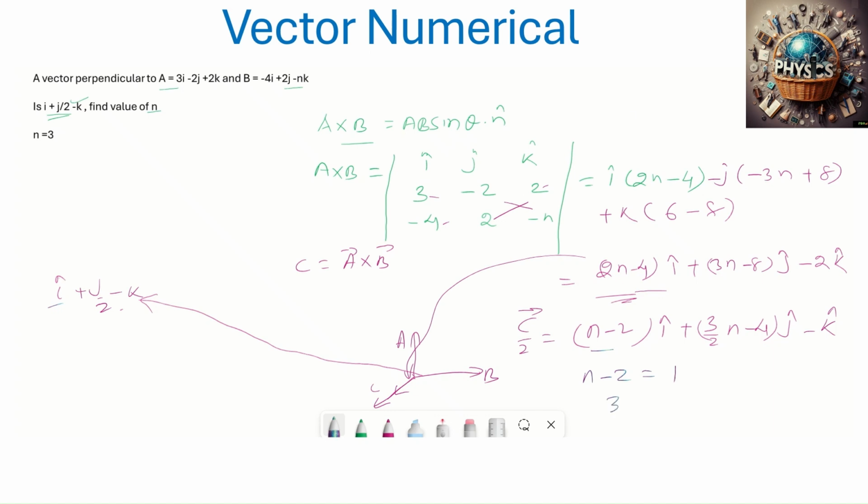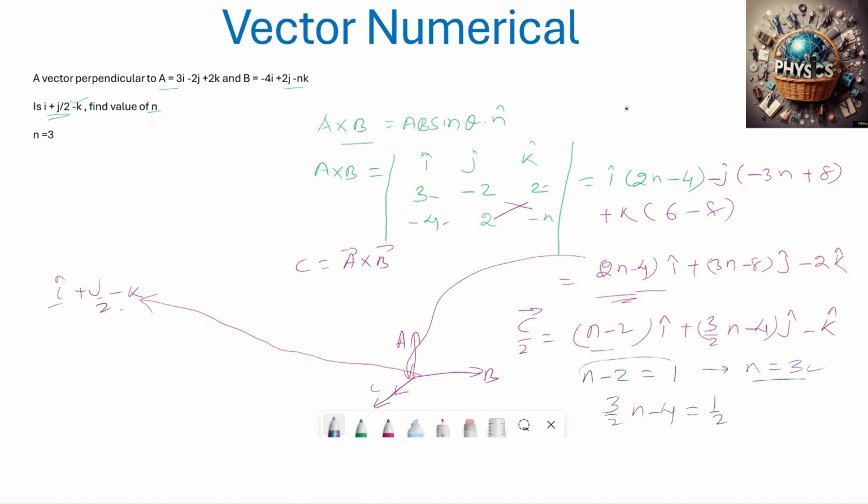And p by 2n minus 4 is equal to 1 by 2. So from the first equation, let's try to find out what n becomes. So n is equal to 3. And is it correct or not? We can just cross verify.